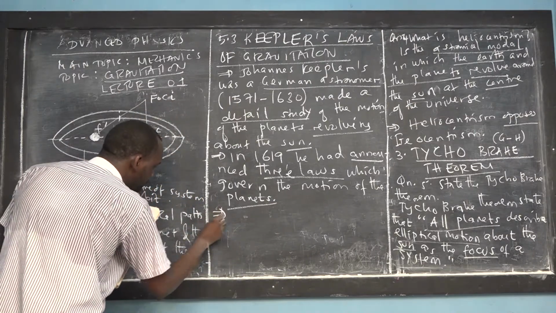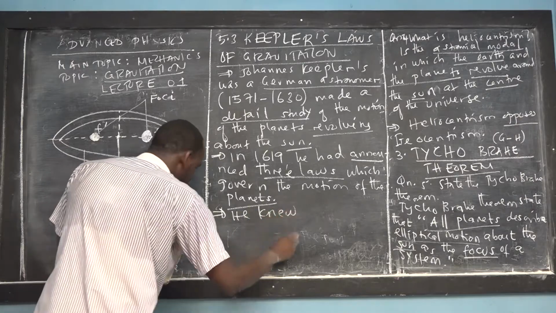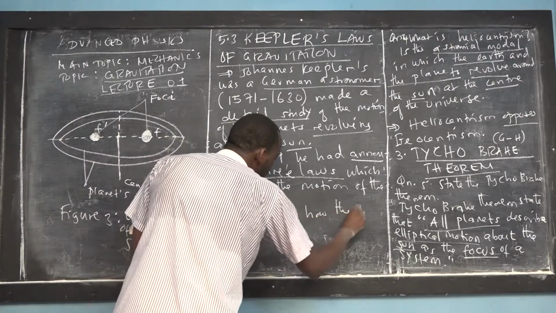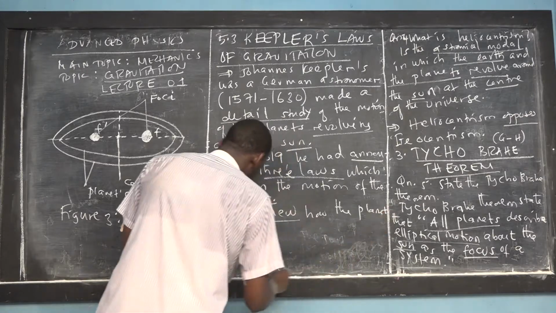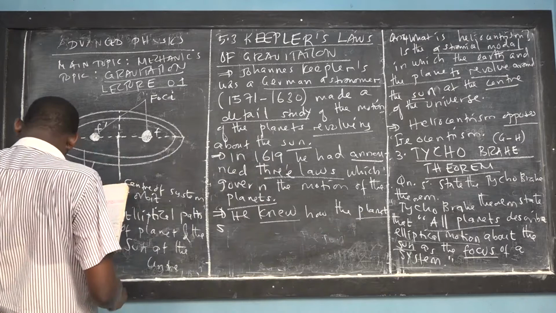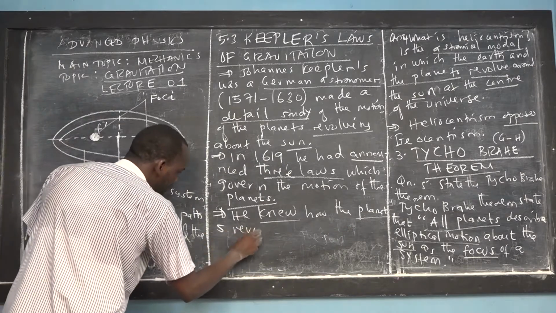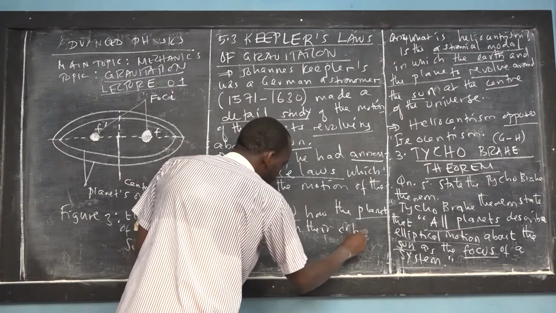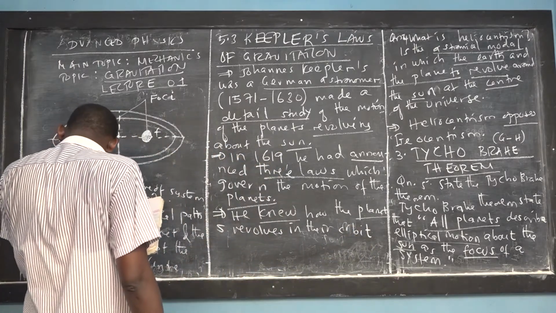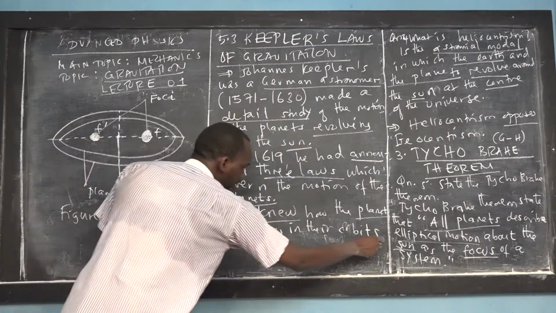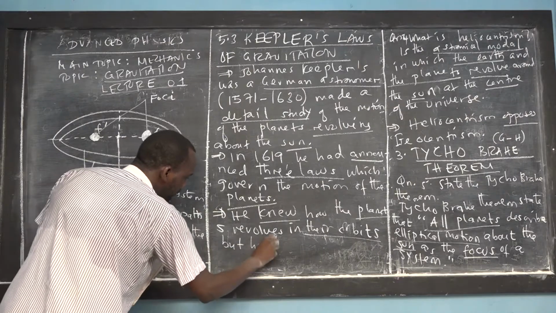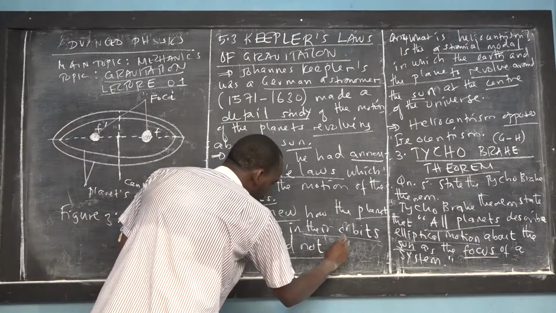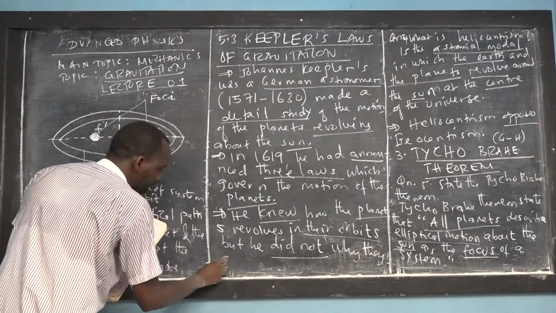In his studies before his death, he knew how the planets revolve around the sun, how the planets revolve in their orbits around the sun. This is the conclusion of his work. But he did not know why they do so.